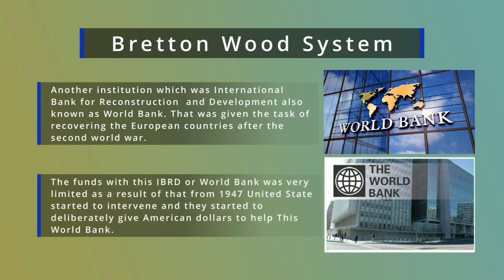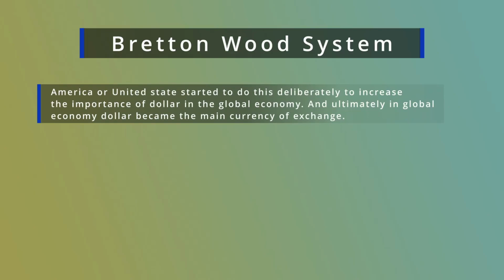Now the funds with this IBRD or World Bank were very limited. As a result, from 1947, the United States started to intervene, and deliberately gave American dollars to help the World Bank. Actually, the United States did this deliberately to increase the importance of the dollar in the global economy, and ultimately in the global economy, the dollar became the main currency of exchange.